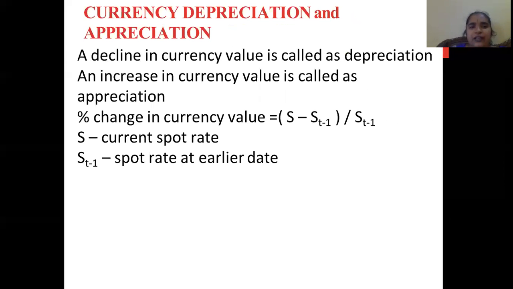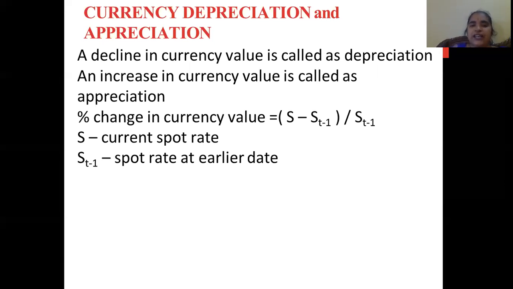Then one more concept we'll learn here is currency depreciation and appreciation. A decline in the value of the currency is depreciation. I'll give an example. It was $1 is 73 rupees, and it became 72 rupees. It means the dollar value has depreciated. If the dollar value has depreciated, it means the rupee value has appreciated. So a decline in the currency value is called depreciation, and an increase in the currency value is called appreciation.